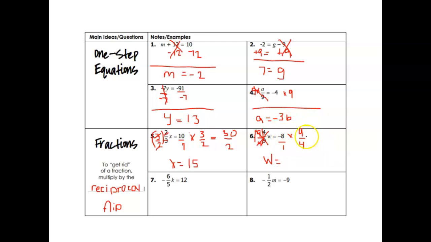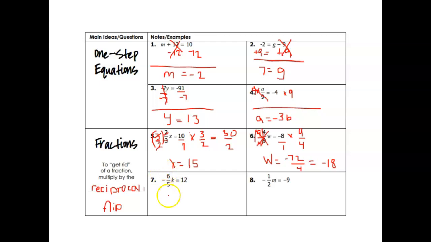Well, I'll multiply in the numerator. Negative 8 times 9, that's negative 72. And in the denominator, 1 times 4 is 4. So negative 72 over 4. And I think, guys, we can simplify that. Let's punch it in our calculators and see what we get. Negative 72 divided by 4. Yeah, that's negative 18. So w equals negative 18. All right, let's go to 7.